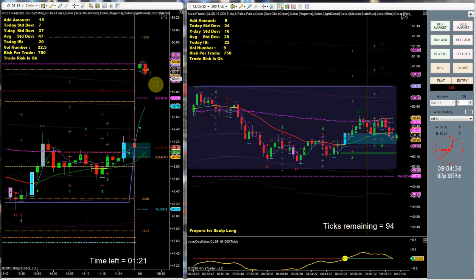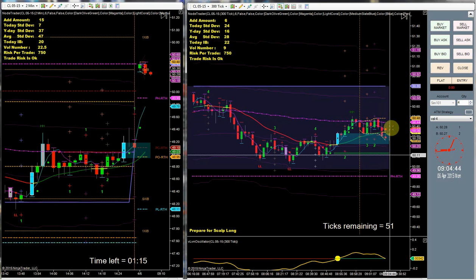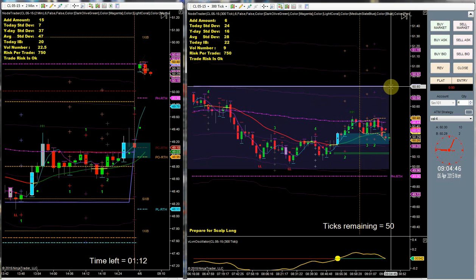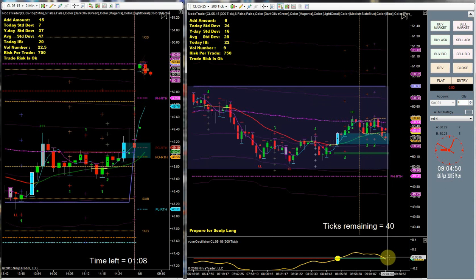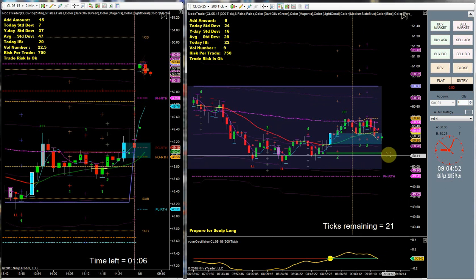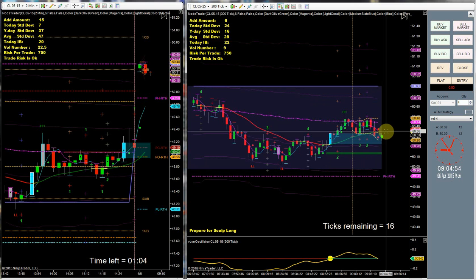You guys can see here we have our 2-minute chart up. High volume node is above us. Over here in the 300 tick chart, high volume node is also above us. The oscillator is about to cross below zero, which will indicate we're looking for a short with the low volume nodes.